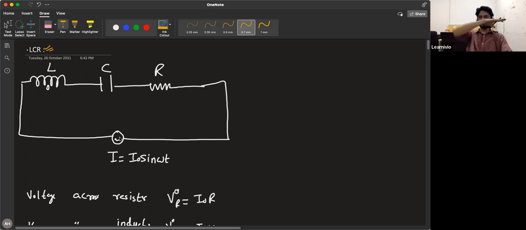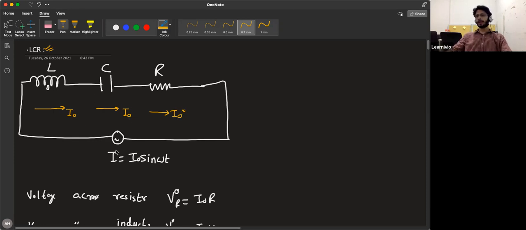The reason is if all elements are connected in series, then the same current will pass through them. Current will be the same, but voltage will be different. So all three circuit elements will have the same current. This is I naught through the inductor, through the capacitor also I naught, through the resistor also I naught. Now, I naught means which current? Is this the instantaneous current, RMS current, or the peak current, Minashi? Which current is this? RMS. No, I naught. What does peak value mean? Peak value of current.